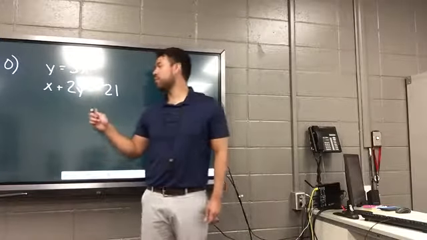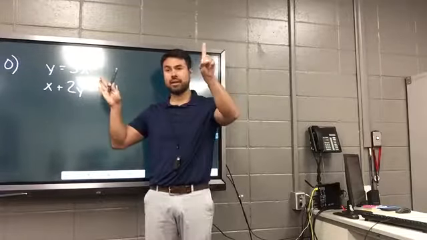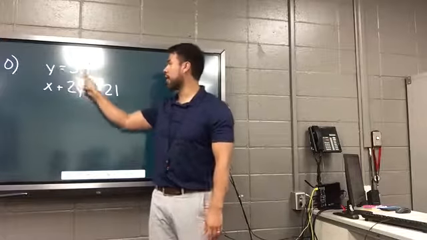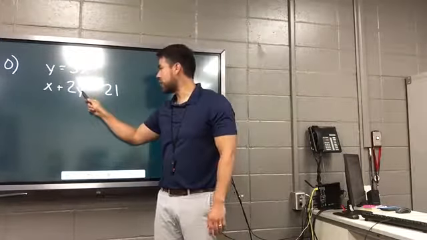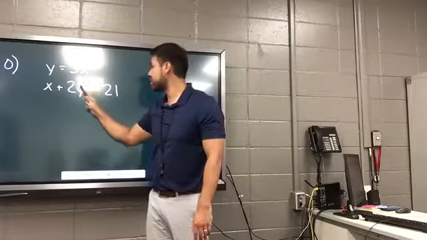Yep, that's it. Your goal on these problems is to get one of the variables all by itself. And guess what? One of them is by itself. So do you see how y equals 3x? Doesn't this y right here equal 3x? So I'm going to substitute 3x into y here.